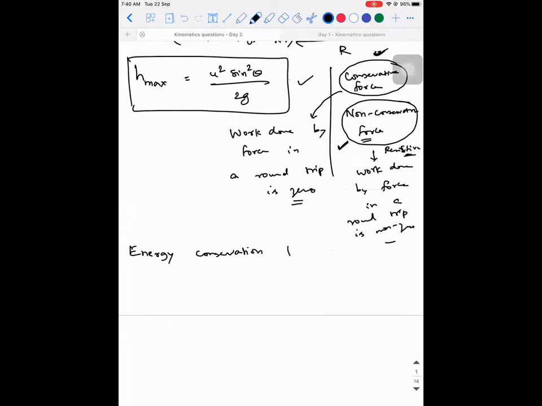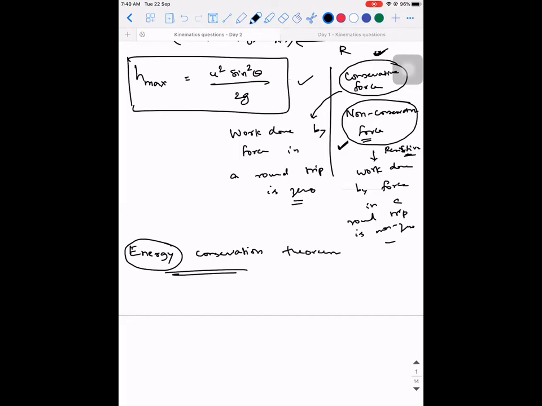Do you remember this? What does the energy conservation theorem state? Change in kinetic energy is equal to the work done. That is actually the work energy theorem. What you told is the work energy theorem, because you're using the word work, no? Here there is no work, only energy is there. So the energy conservation theorem states something like this.